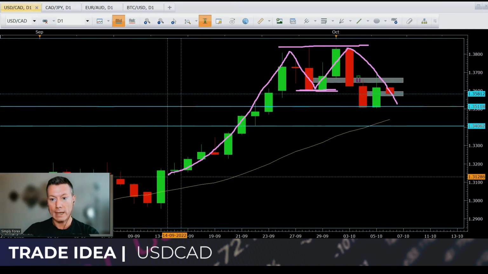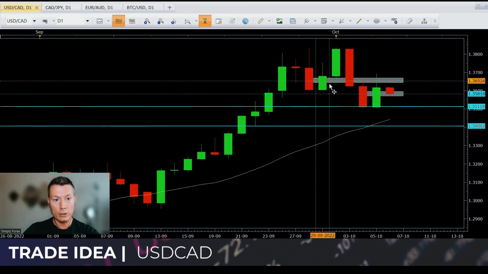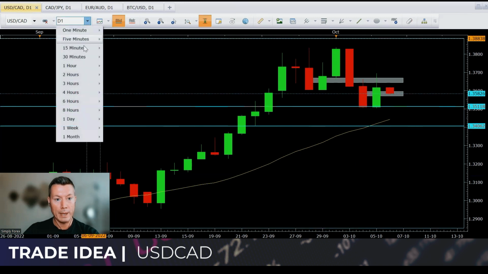We had this red candle a couple of days ago, okay, and then we had this wick reject our grey zone as well. All right, guys, so this trade is still on, and we're looking to take shorts down, back down to these last lows, or even leave some on the trade back down to this 3,400 level. All right, guys, so US dollar, Canadian dollar, we're looking to short this pair.